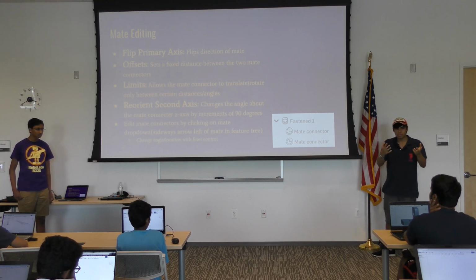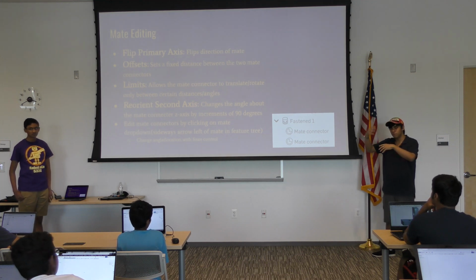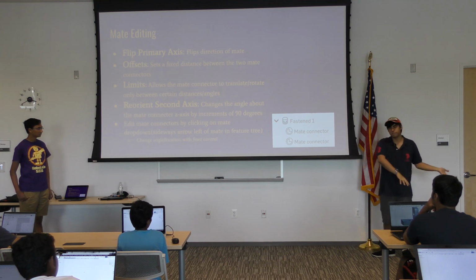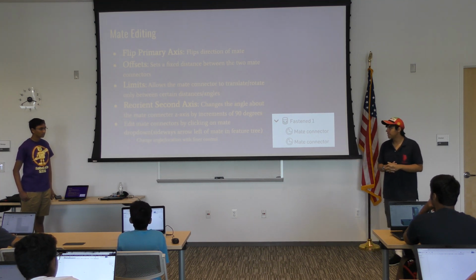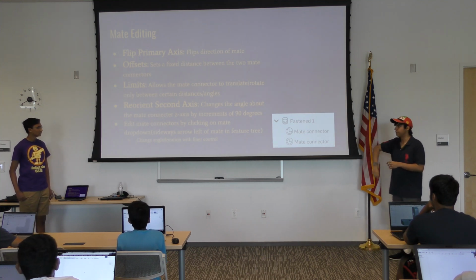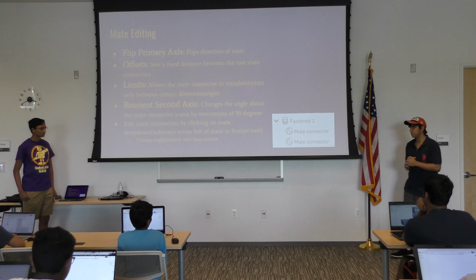Like if we're simulating a piston, we would add limits on how far it extends and retracts. So that way when we move our entire model, we can get an accurate idea of how it'll move in real life. And then the last thing, reorient second axis, changes the angle, and so you just keep rotating. And again, you just right-click on the mates in the little text bar.